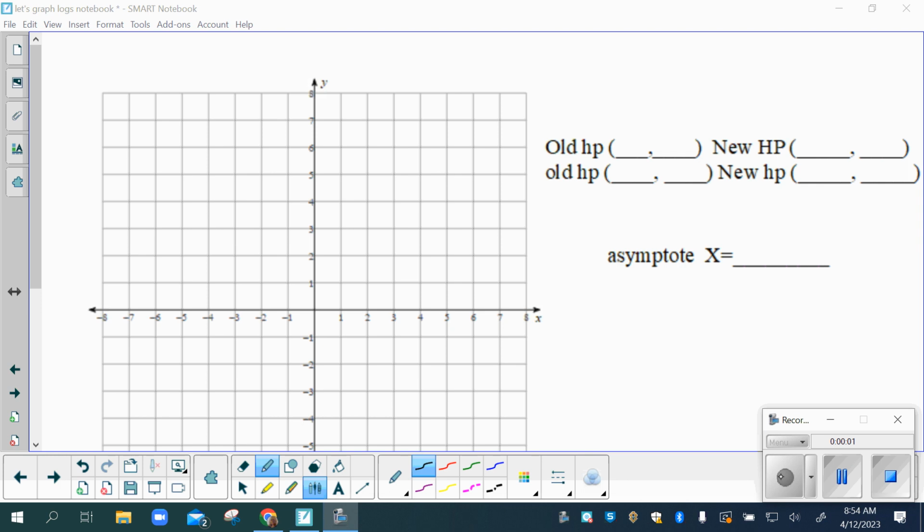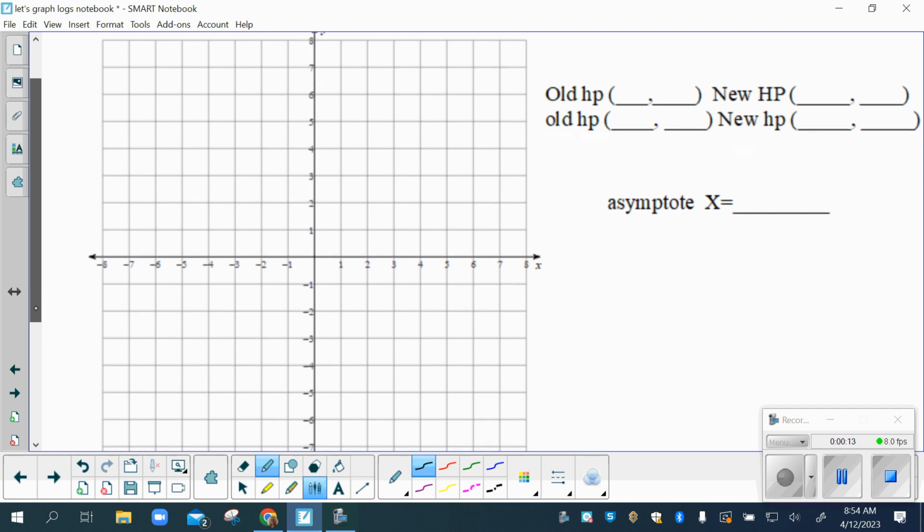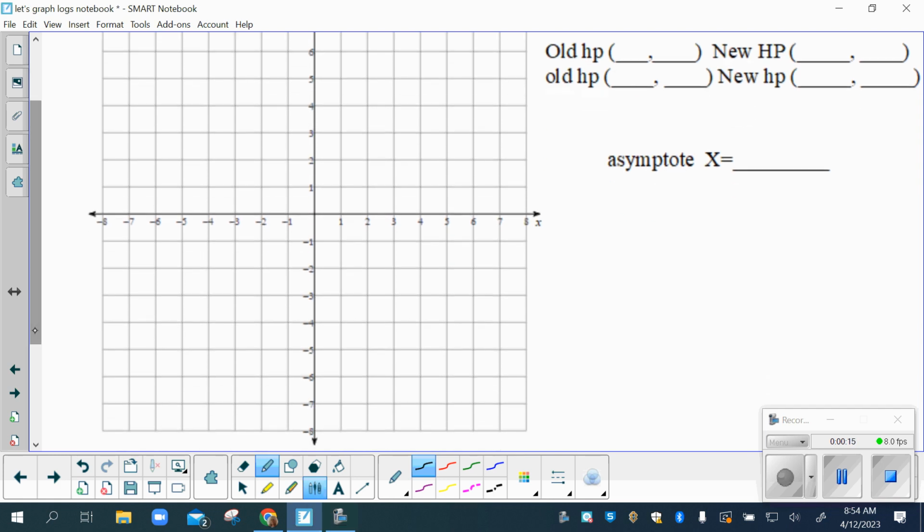Okay, friends, here's what I need you to do. We're going to put our pencils down and watch me for a hot minute, because the problem with what we're doing tonight is that actually making a table would be super, super hard. Let me show you what the problem is going to look like.